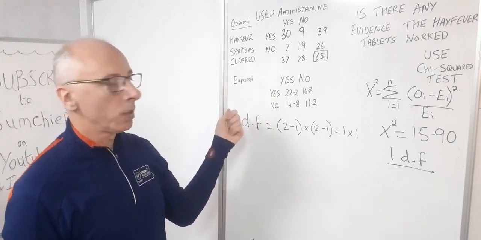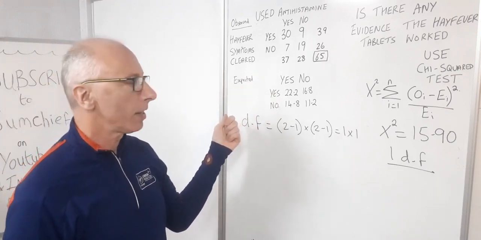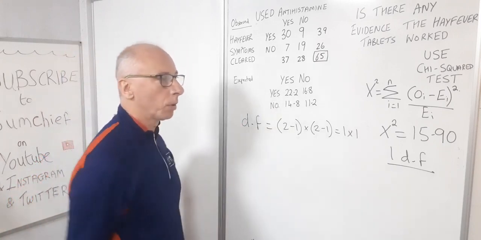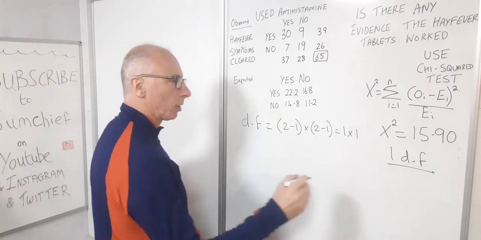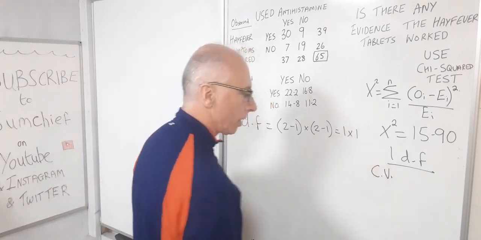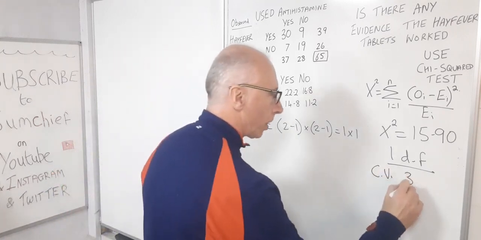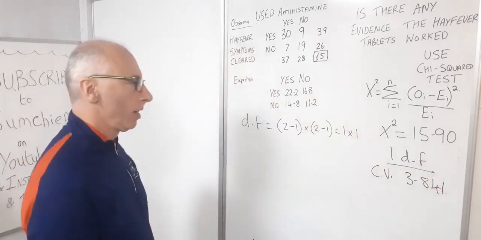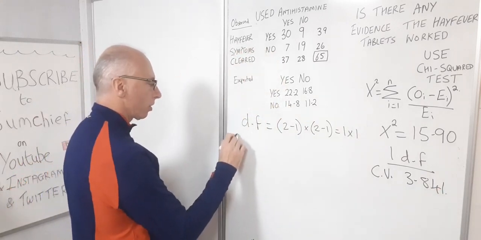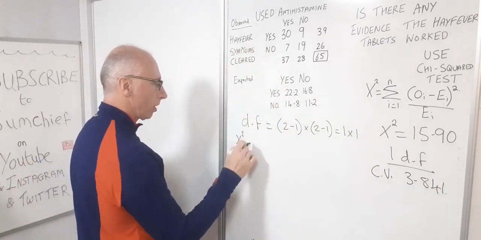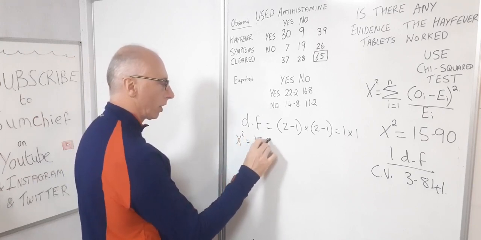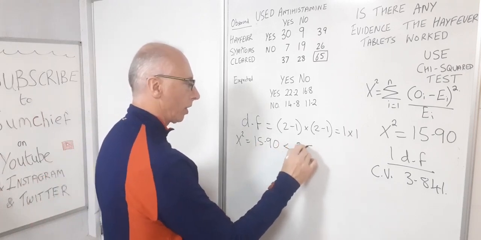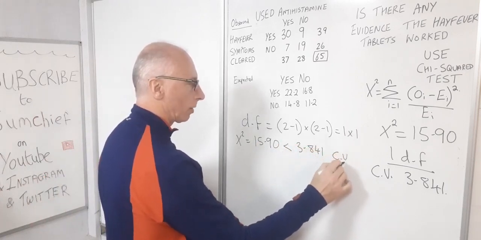Now what we need to do is work out what the chi-squared test critical value is. If we plug that into our table, we'll get our critical value. So the critical value, I'll just call that CV, is going to be 3.841. Okay, so we've got here our chi-squared, let's just write that like this. Our chi-squared equals 15.90, which is much greater than our 3.841 critical value.